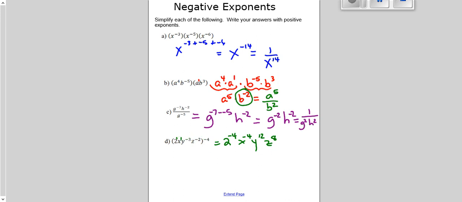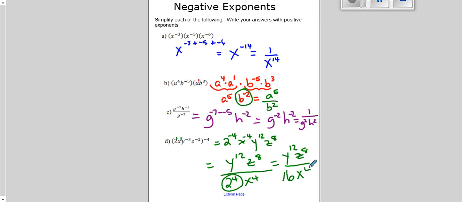Okay, so now I'm going to look here. Anything that's positive can stay in the numerator. It doesn't have to move. But anything that's negative, we're going to push that to the denominator in order to make my exponents positive. Okay, and the only last thing to do is to actually evaluate that number out. So y to the 12th, z to the 8th over 2 to the 4th, which is 2 times 2 times 2 times 2, which is 16, x to the 4th. And then we're done.